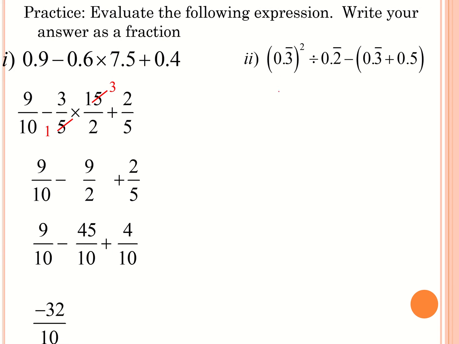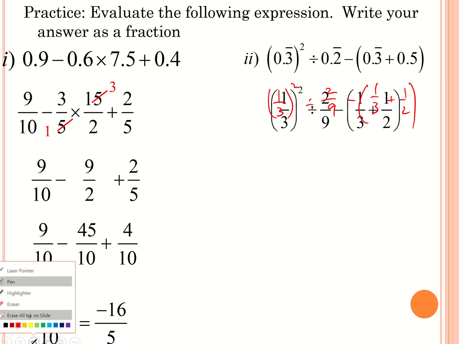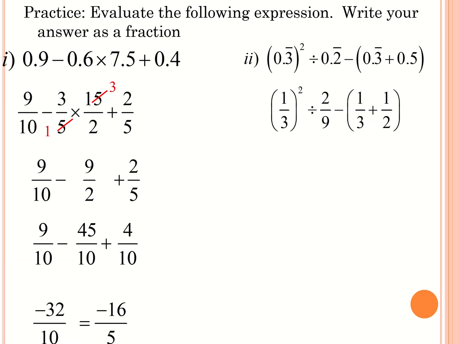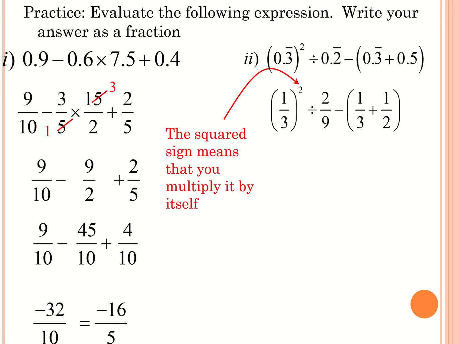So 0.3 repeating, this is like 1/3, and then it's being squared, and it was divided by 0.2 repeating, that's like 2 over 9, minus, again this is 1/3, and then plus 1/2. Okay, so it becomes that. And then this square sign means you go 1/3 times itself, just in case people get confused. So 1/3 to the power 2, that becomes 1/9. So like 1/3 times 1/3 divided by 2 over 9 minus whatever this bracket is.